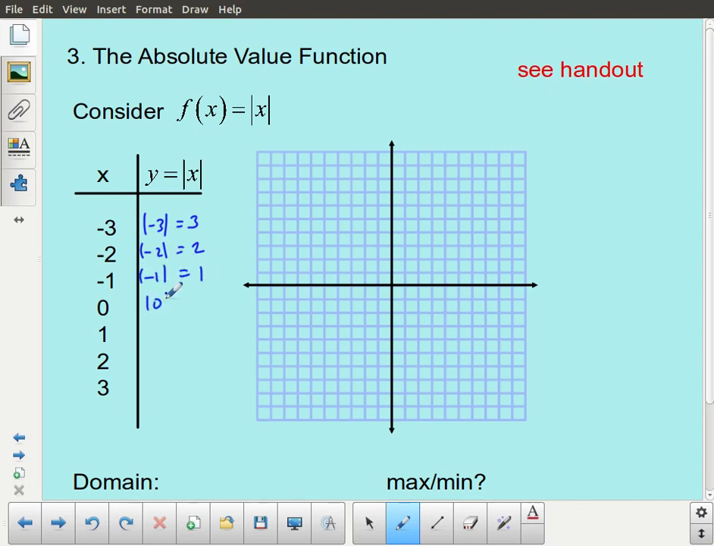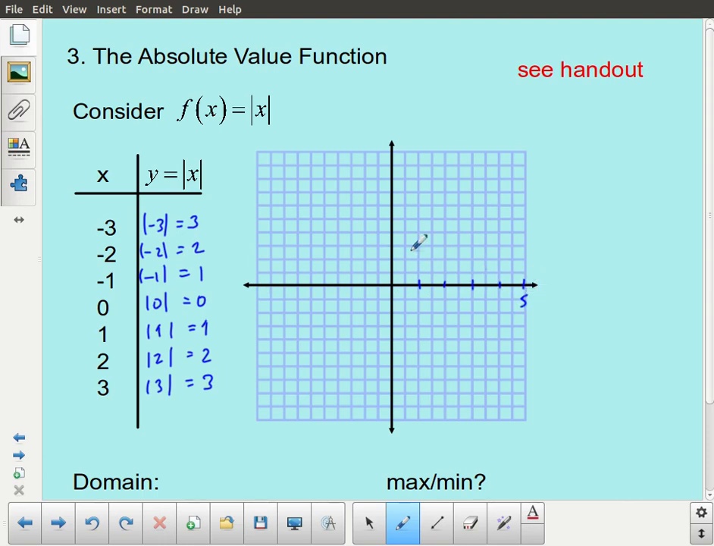The absolute value of 0 is 0. The absolute value of 1 is equal to 1. Let's make that more obviously a 1. The absolute value of 2 is equal to 2, and the absolute value of 3 is equal to 3. It's really not a very interesting function when you write it out this way, but it does end up having some interesting properties and actually some fairly important mathematical properties.